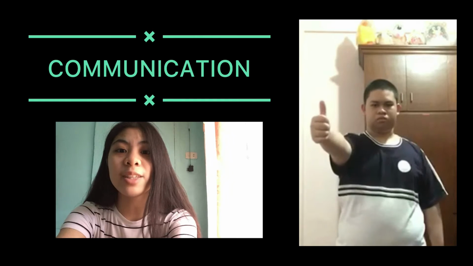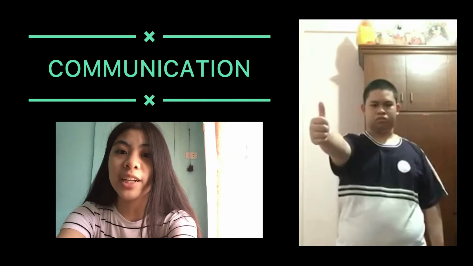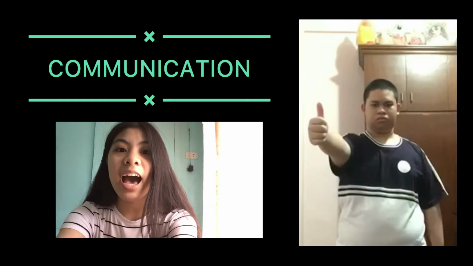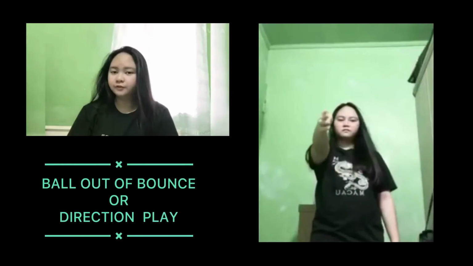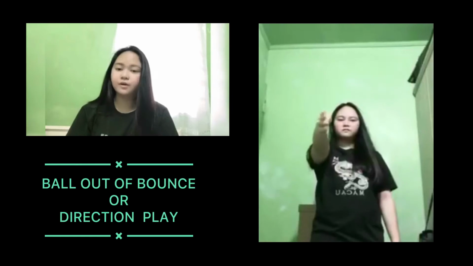Communication hand signals are important to coaches and players. This is the way officials communicate in the basketball game. Ball out of bounds or direction of play means the ball is out of bounds when it touches a player who is out of bounds or any other person.